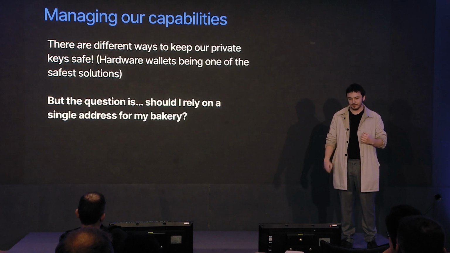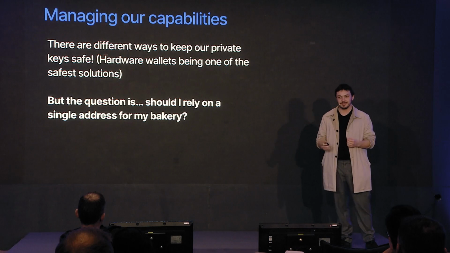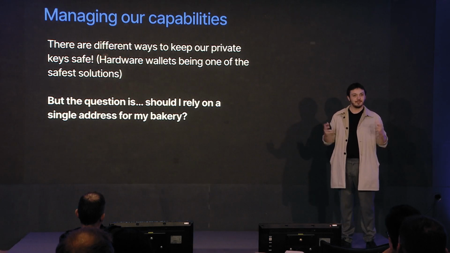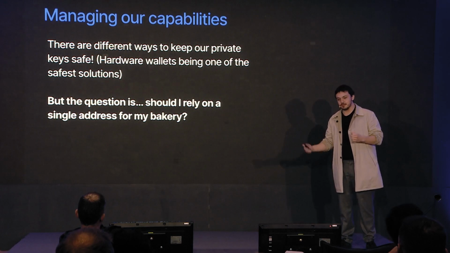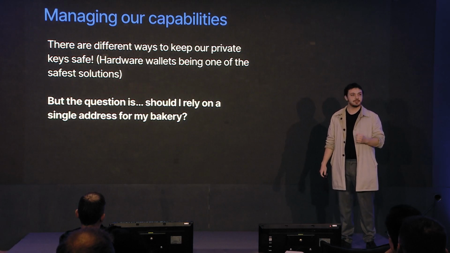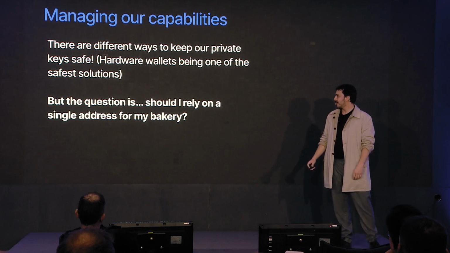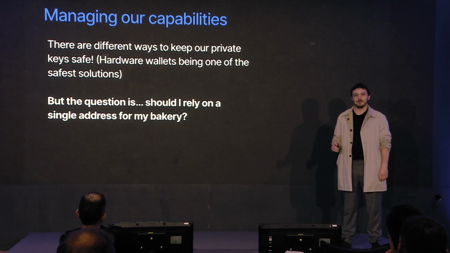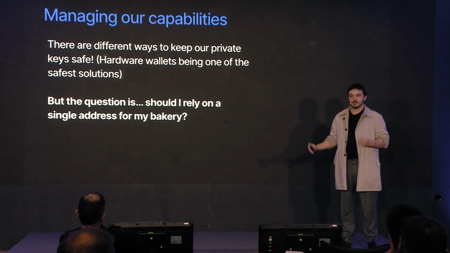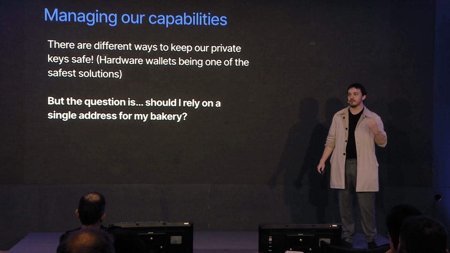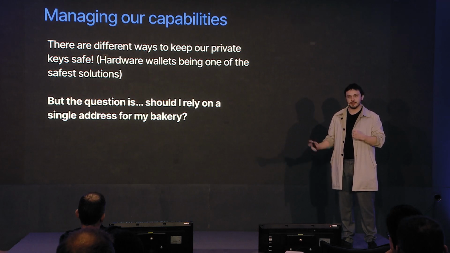And there are, of course, different ways we can secure our private keys. You would hear many different thoughts here. I would argue that probably hardware wallets are the safest solution, but there are also some key management solutions we can use. But for this example, my question is, should I rely on a single address to manage my entire bakery? Because as we saw in the examples, with the same capability, I could withdraw the profits. I could create multiple capabilities for other things.